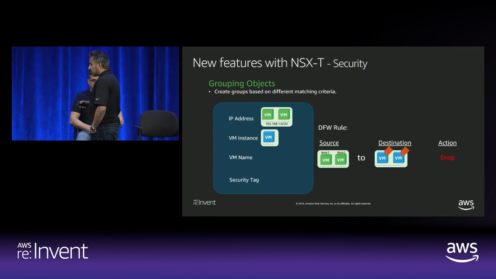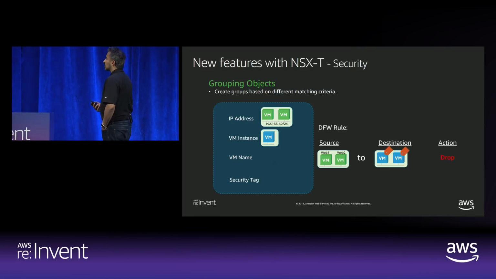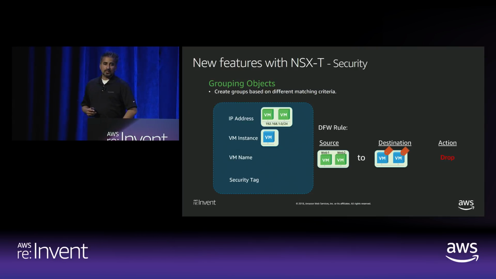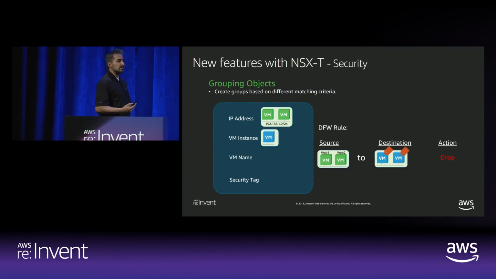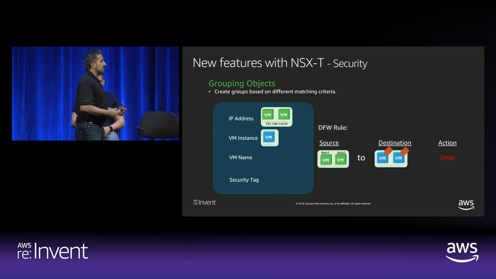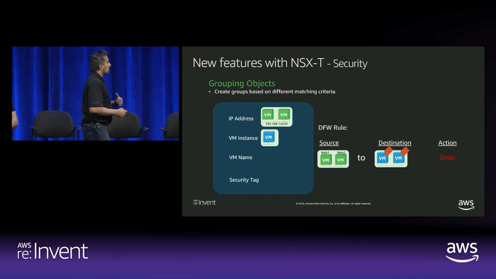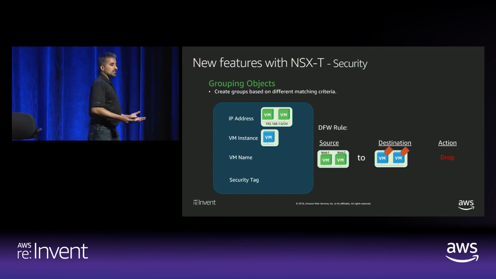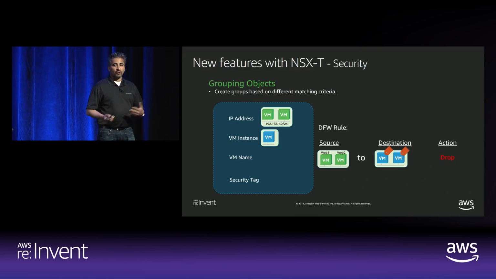So this is a very important feature, a big ask from customers. Customers want to move away from using IP address in security policies. IP addresses have no context in terms of the application, right? So they want to use some type of metadata or something closer to the application, like VM name or security tag. And if the IP address changes, it doesn't matter because the policy doesn't rely on the IP address.